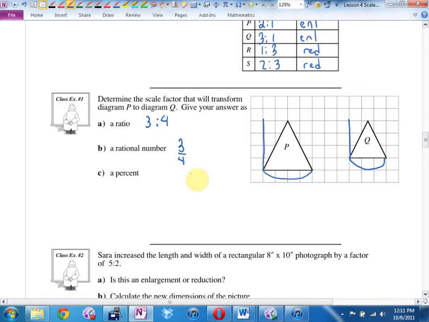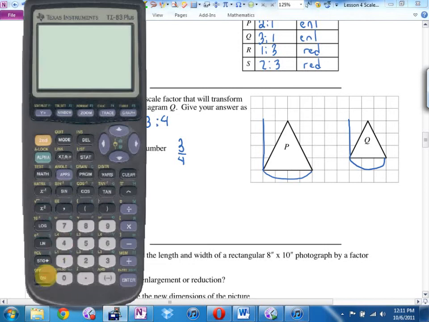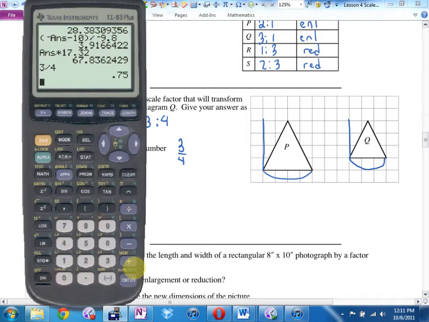If you have forgotten, here's what you do. You get your calculator out and you go 3 divided by 4. As a decimal, it's 0.75. How do I change that to a percent? Times by 100. Just in case it's a weird fraction and you can't remember what it is as a percentage, you can change the fraction to a decimal, times by 100. Remember Math 8?